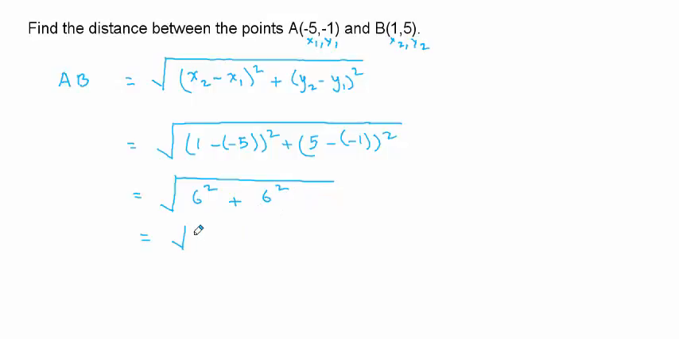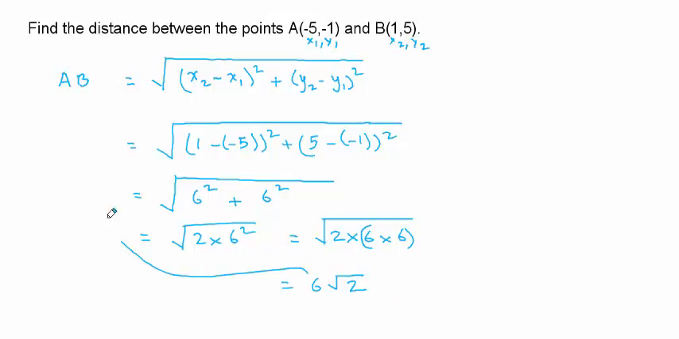What I'm going to do is I'm just going to write 2 times 6 square, which is equal to 2 times 6 times 6, and you know how to find the square roots. You pair them up, the factors. You have a pair of 6, take it out outside the square root, so this is going to be 6 square root of 2. Easily done. And that is the length of the line segment AB. Let's try another one.